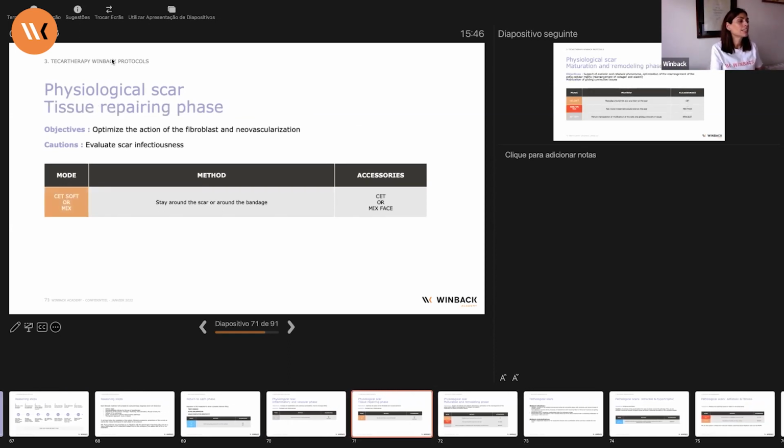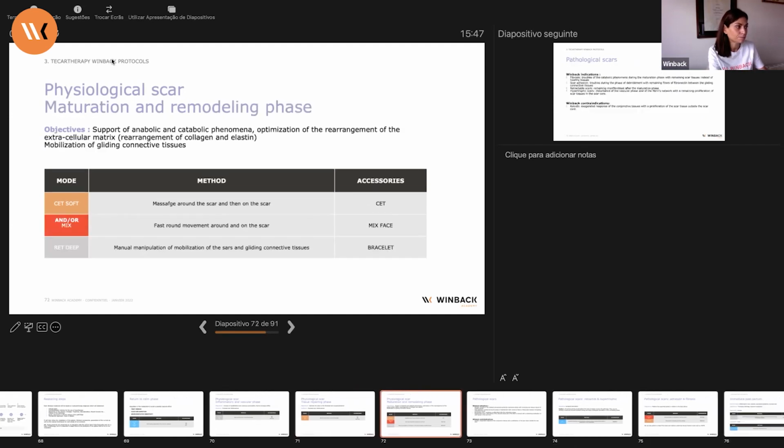When you are in a physiological scar, in the tissue repairing phase, what are our objectives? It's to optimize the action of the fibroblasts and the neovascularization. Our main concern is to evaluate once more the infectiousness of the scar. Here we already work on orange, 30–40%, set soft or mix, and you just stay around the scar or around the bandage, okay? Here you work on set or mix phase to stimulate the area.